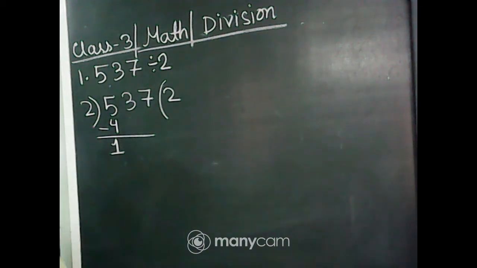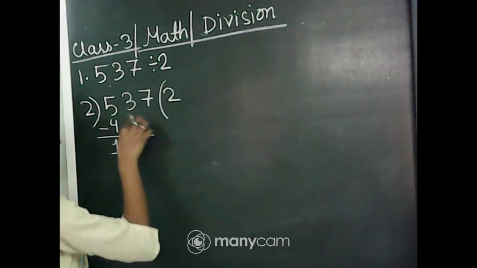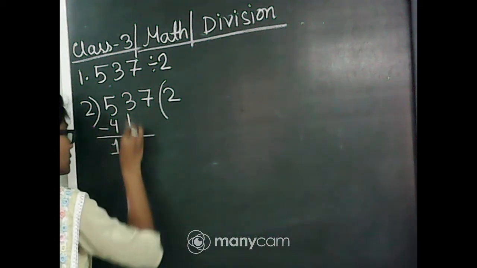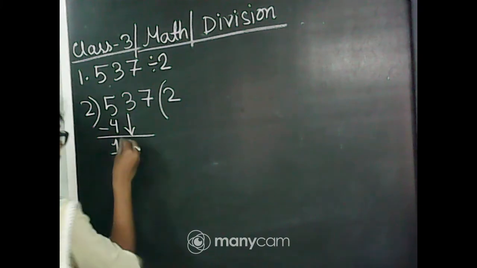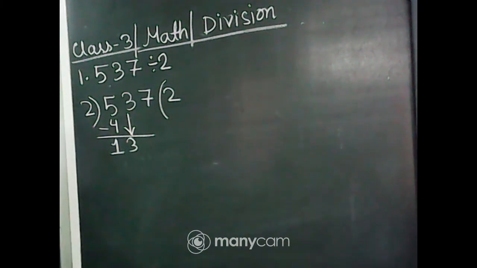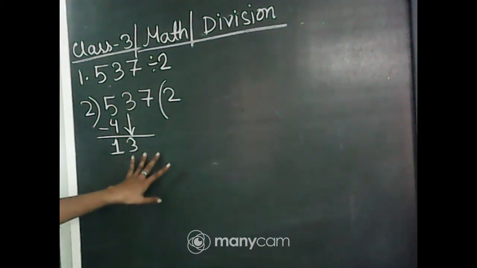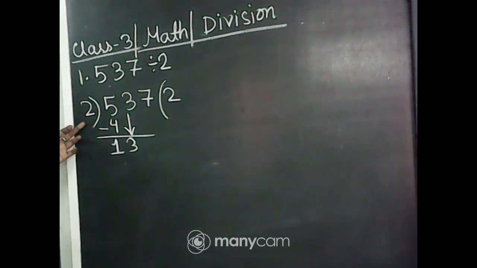So now what do you have to do? You have to look at the next digit. Next, 3 is present, which is still not divided. So we will bring down the 3. You can give this type of arrow, and now you put the 3. We don't need to bring down this 7 here, because already it makes 13, and this 13 is bigger than the divisor 2.